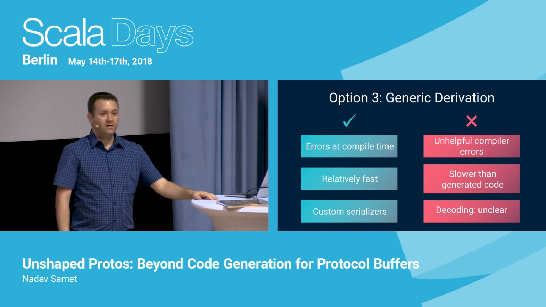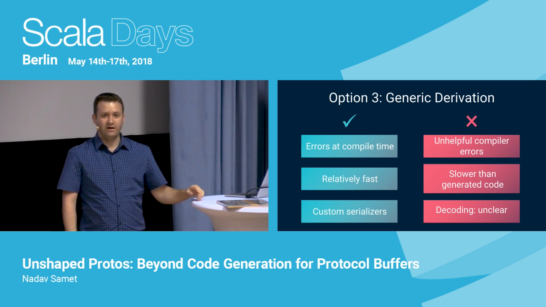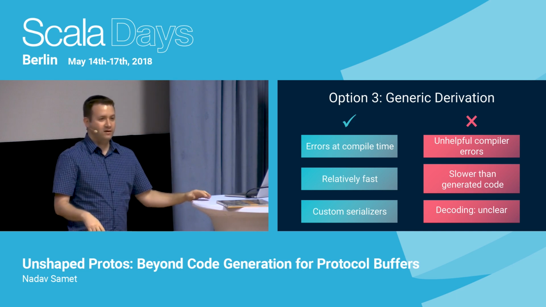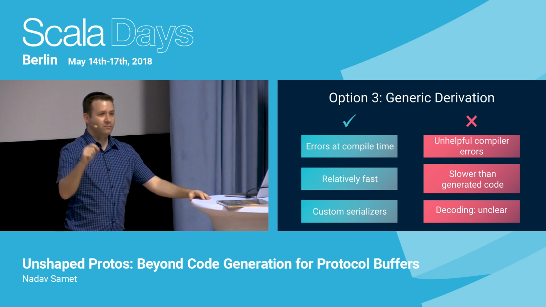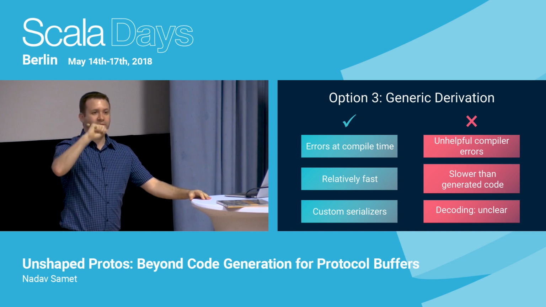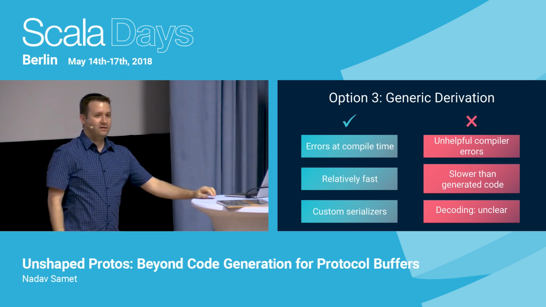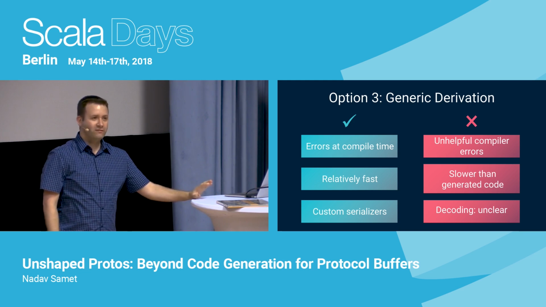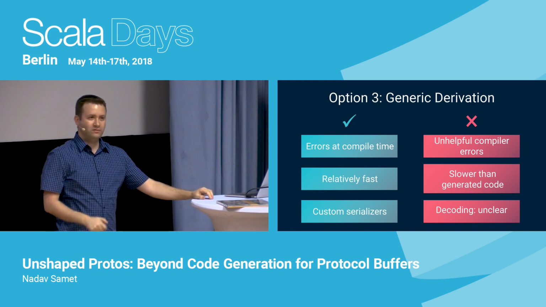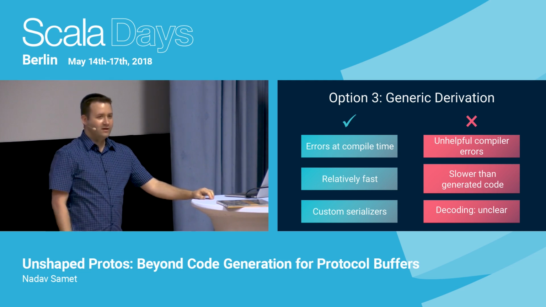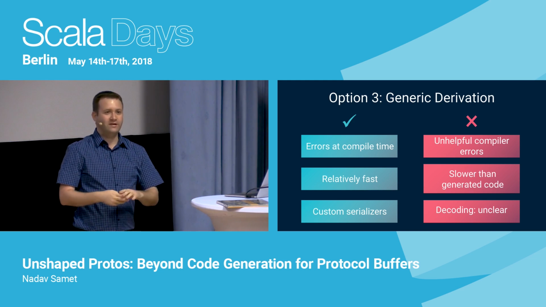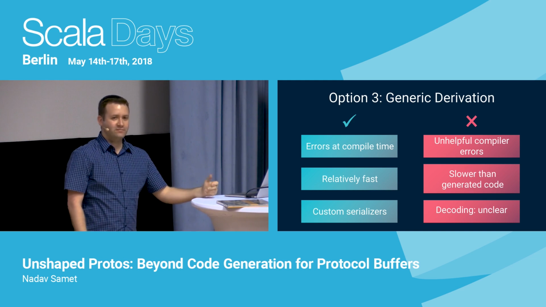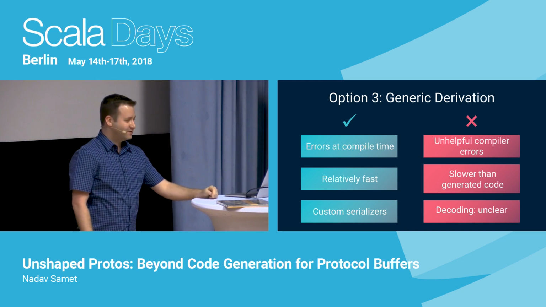On the downside, unhelpful compiler errors. It turns out that if you cannot find your field serializer, or something goes wrong during the implicit search, the compiler will complain about the top-level thing, the MessageSerializer of Person, and it won't give you a lot of information about where the actual problem is. There are various ways to get the compiler to give you more verbose output, but it basically tells you what it had for breakfast two days ago, and it's kind of hard to follow, and it takes practice to understand what it tells you.